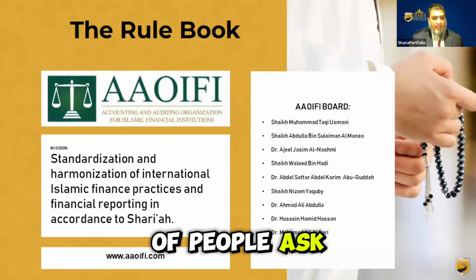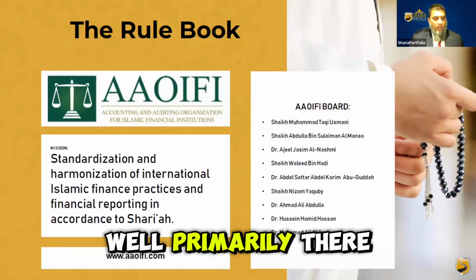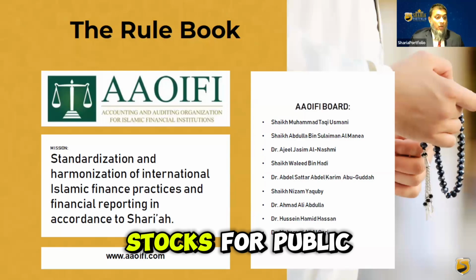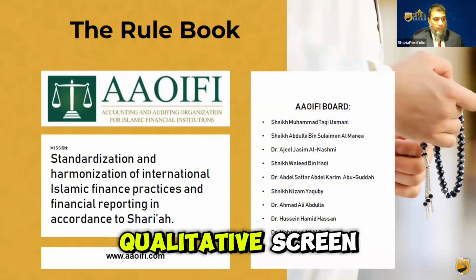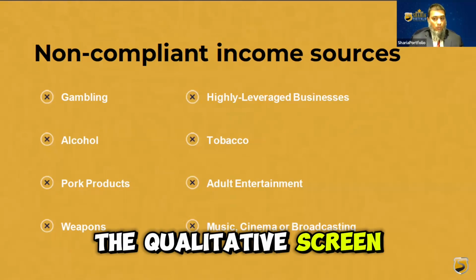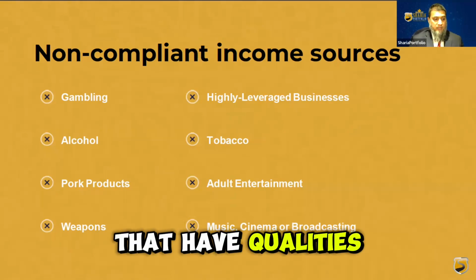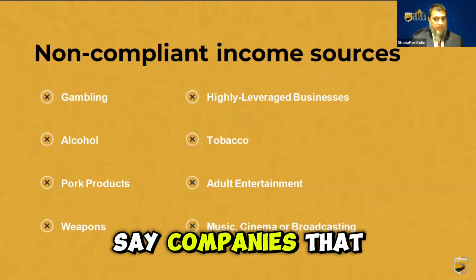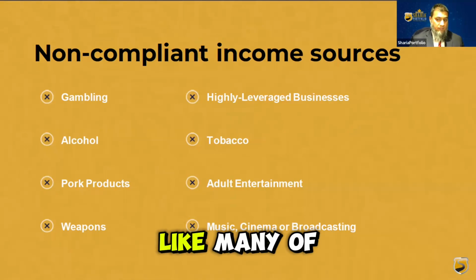And what that means, because a lot of people ask the question, what does it mean to invest halal? What does it mean to have a halal portfolio? Well, primarily, there are two levels of screening employed where selecting stocks or public securities is concerned. There is first a qualitative screen, and then there is a quantitative screen. Let's look at what that means. The qualitative screen requires us to remove all companies from a portfolio that have qualities that are undesirable to Islamic law. That is to say, companies that are involved with activities that are against the Sharia. Many of those are listed on our screen.